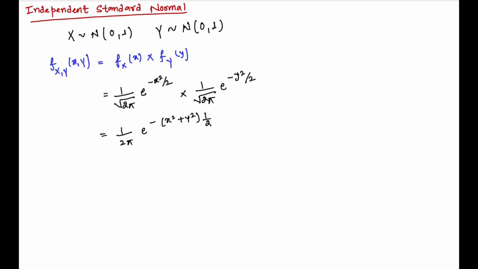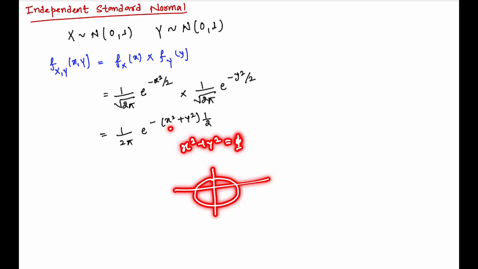And now if you try to plot this joint PDF, this is the constant term, right? And this is a negative exponential. So it will have the maximum value when x and y both are 0. For x equal to 0, y equal to 0, you will have the maximum value of this joint PDF, right? And now if you take x square plus y square equal to 1, that would be nothing but the equation of a circle, right? That means on this circle, if you look at the joint PDF value, that would be constant, right?